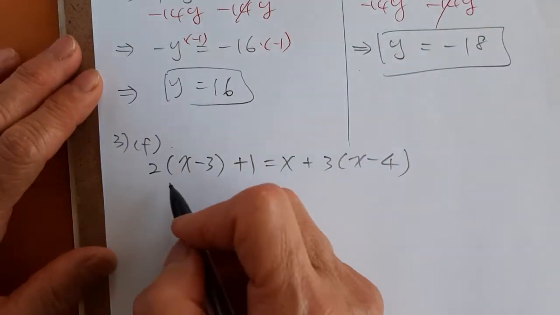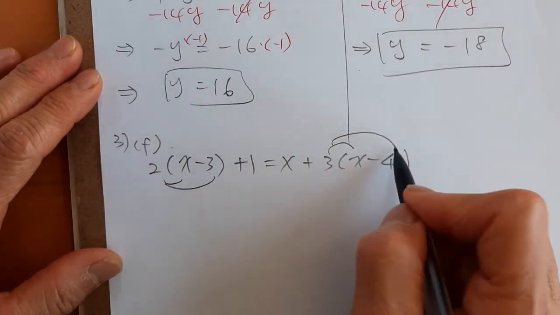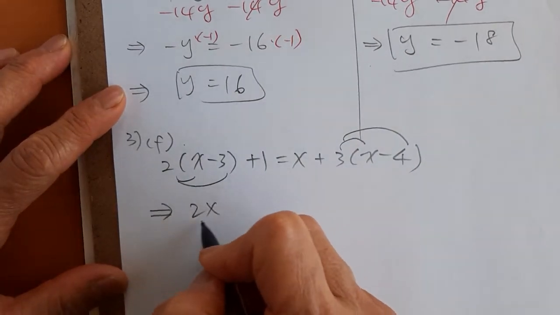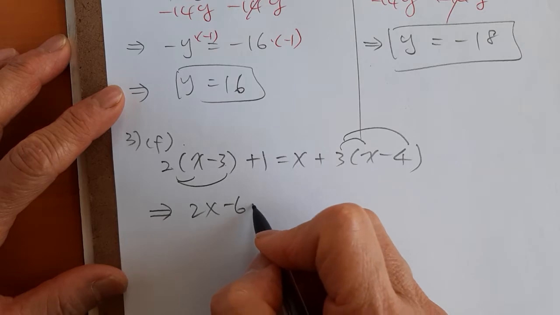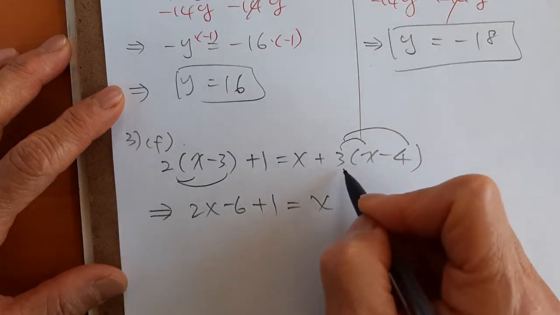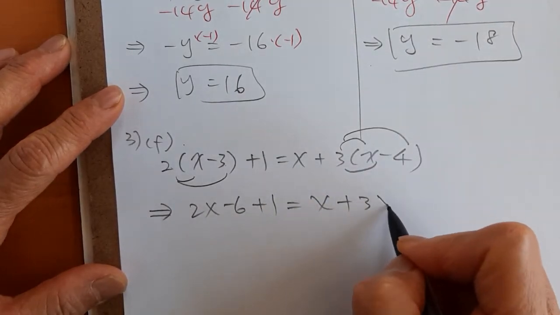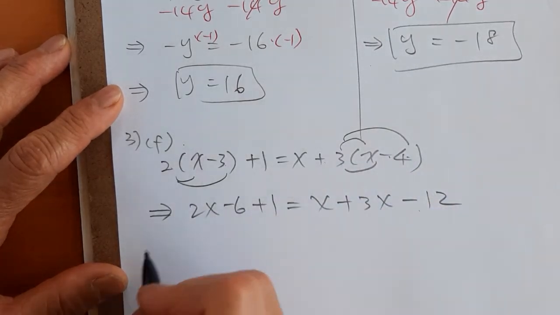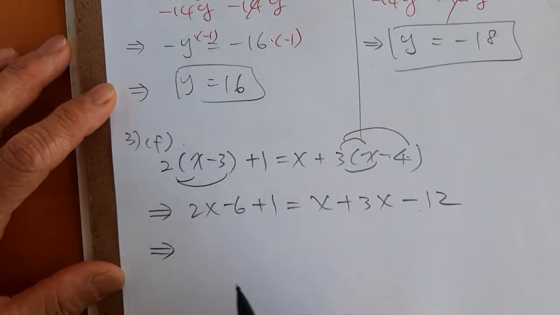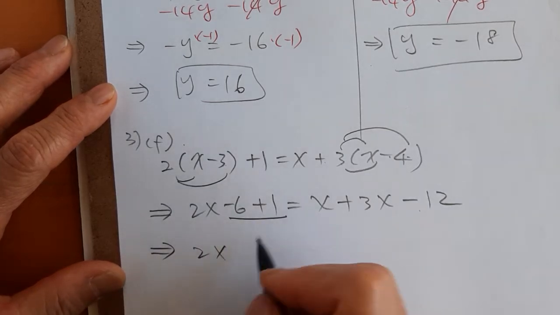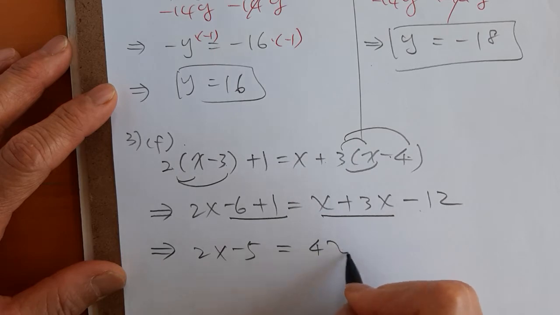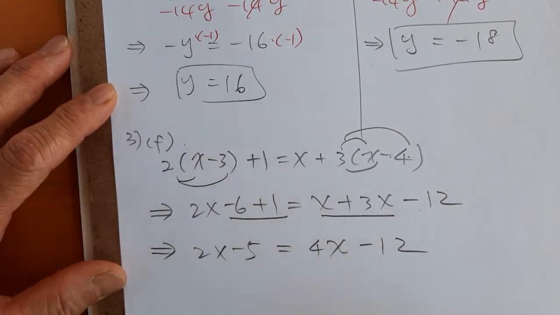So first of all, we have to remove the parentheses, use distributive property. So it's 2x, 2 times 3 minus 6 plus 1 equals x plus 3x. And positive times negative is negative. 3 times 4 is 12. Then combine like terms. Negative 6 plus 1 is negative 5 equals x plus 3x is 4x minus 12.